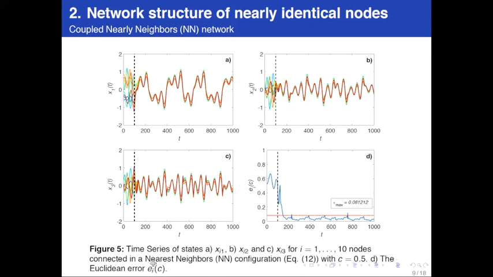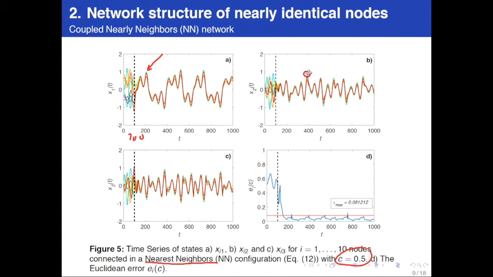Similar characteristics for the nearest neighbor configuration, although after the coupling strength is given also as 0.5, some differences can be appreciated from the figures. In this case from x sub index 1, sub index 2, and sub index 3.